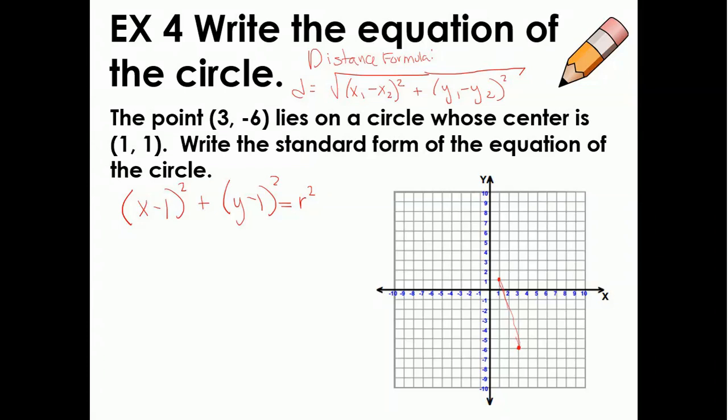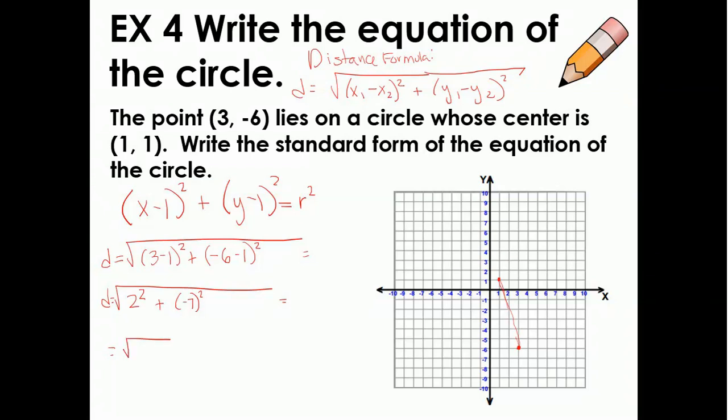So I got my first point here, second point there. So I can find my distance between these 2 points. I can go (3 - 1)² + (-6 - 1)². There we go. So what is my distance? AKA, what is my radius? So my radius is (3 - 1)², so that's 2², plus (-7)², which is 4 plus 49, right? Or the square root of 53.